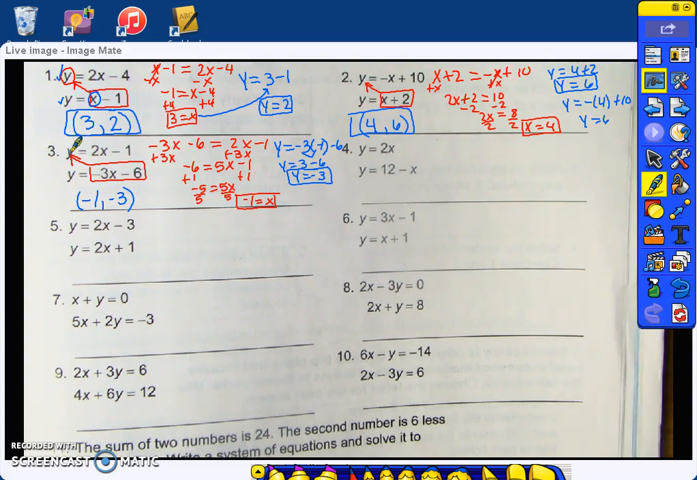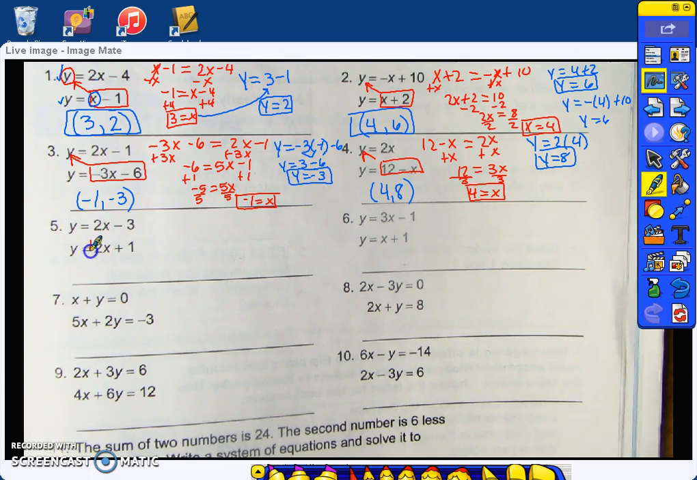Number 4, we're going to plug in 12 minus x for y, and set that equal to 2x. I'm going to add x to both sides to get the variable on one side. I'm going to divide by 3. And 12 divided by 3 is 4, so that is my x. I'll plug that in for y. I plug that in for x. Y equals 2 times x, which is 8. So my solution is 4, 8.